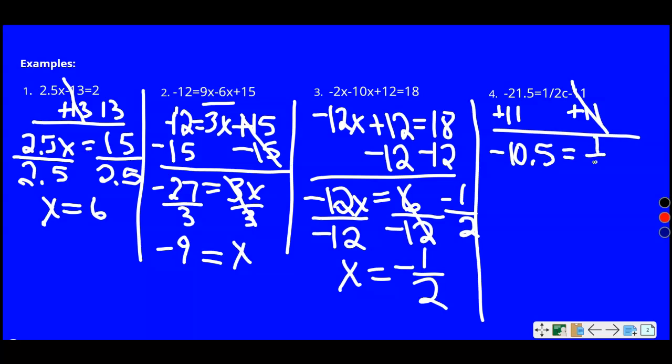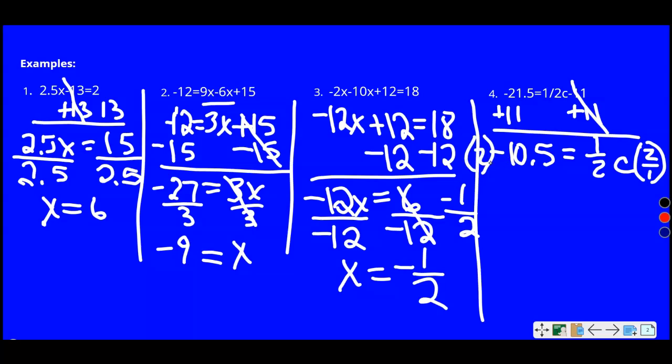And that equals 1/2 c. All right, to get rid of a fraction, I've got 1/2 times c. So that's multiplication. You think division, but you don't want to divide by a fraction. A fraction divided by a fraction is the same as multiplying by the reciprocal. And the reciprocal is 2 over 1, and that's the same thing as 2.